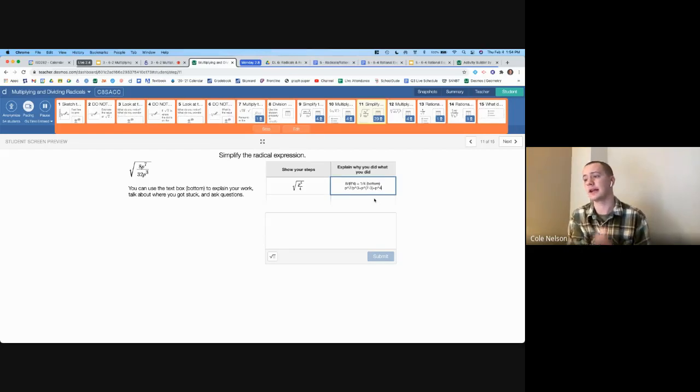So I would think about how can I get exponents that are to the 2's so that I can start pulling stuff out of the square root.